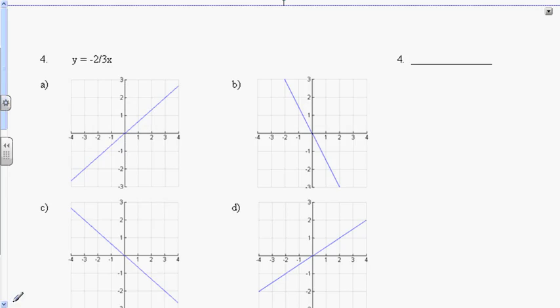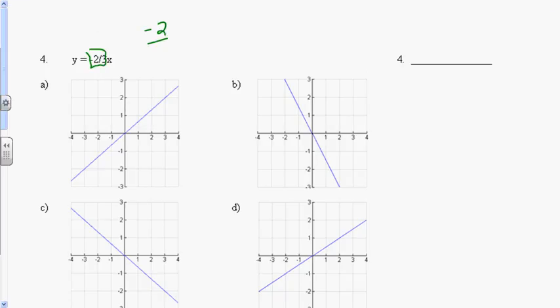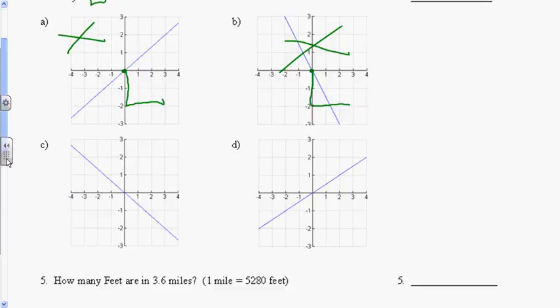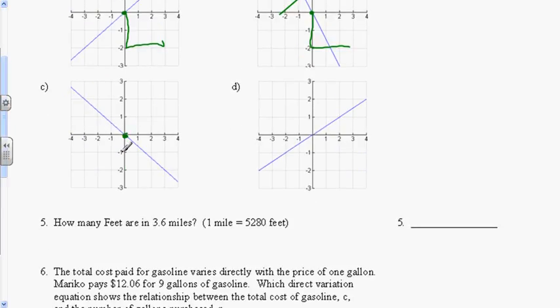Alright, next question. We have, again, looking at the slope. This is -2 over 3. So from the origin, we go down 2 to the right 3. So this one's out. From the origin, down 2 to the right 3. That's out. Next one. Down 2 to the right 3. And that one works. So this one is C.